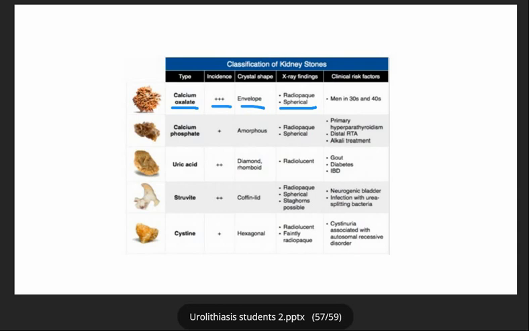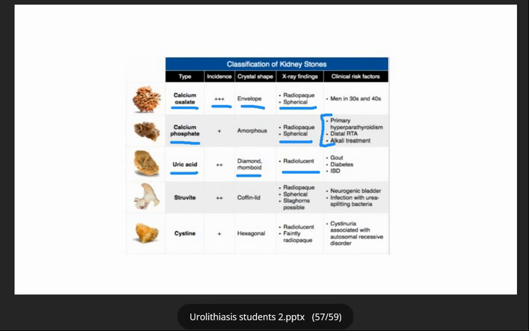Then the other type is calcium phosphate. It's radio opaque also, and it can occur in these conditions: primary hyperparathyroidism, distal RTA. Uric acid stone, it's a diamond shape and it's radiolucent. What does it mean? It does not show. Exactly. On X-ray. As I discussed in the bedside teaching yesterday, you can't see it on the X-ray, but you can see it on the CT scan.